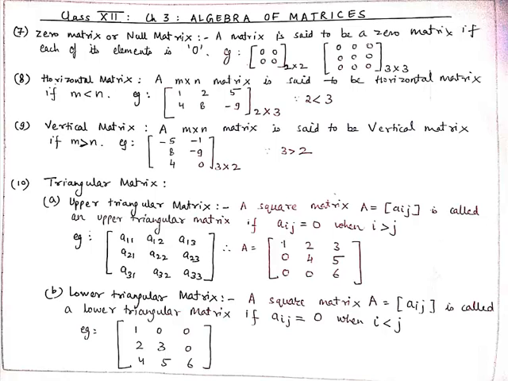Now next is the lower triangular matrix. It is also a square matrix in which Aij is equal to 0, where i is less than j. Means as per our example A11, A12, A13. Here in A12, A13 and A23, i is always less than j. That means it is equal to 0. Our example is 1, 0, 0, 2, 3, 0, 4, 5, 6.